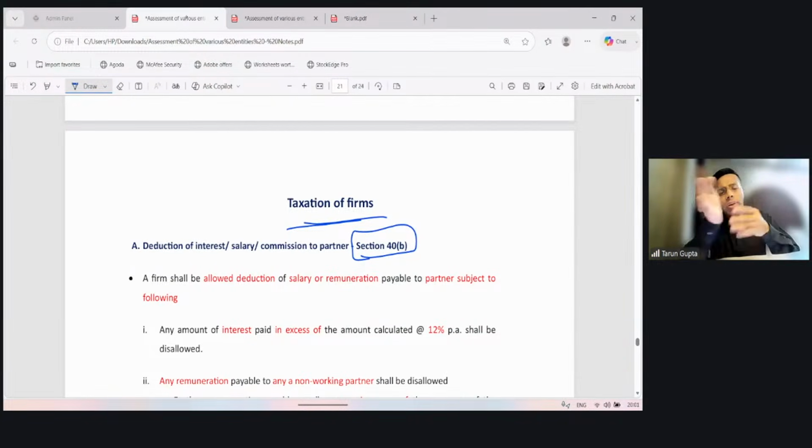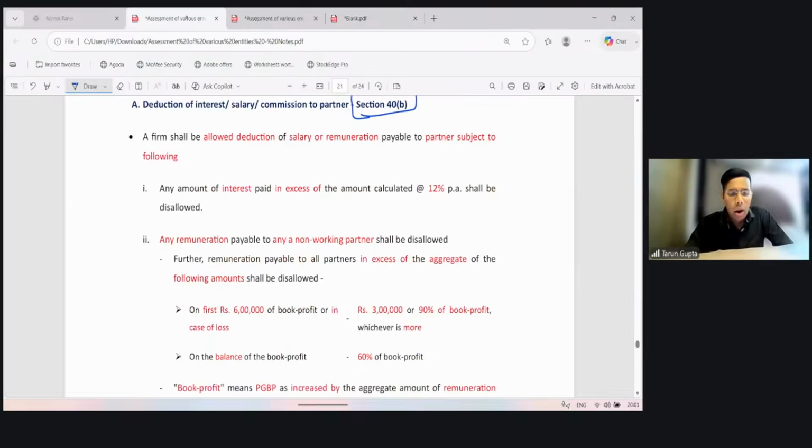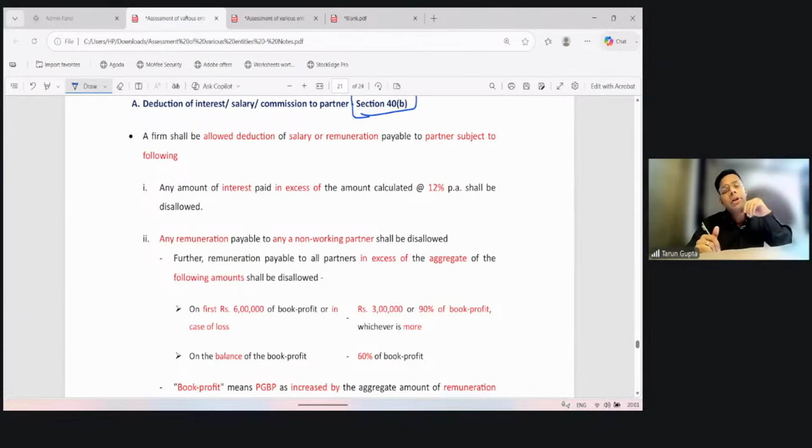If it exceeds 12%, the excess shall be disallowed in the hands of the partnership firm. There are some more conditions attached to it, but those conditions are common for interest and salary, and we will discuss them at the same time. Now about salary. The first thing is the salary or the remuneration, whatever you call it, shall be allowed only to the working partner, shall not be allowed to the non-working partner.